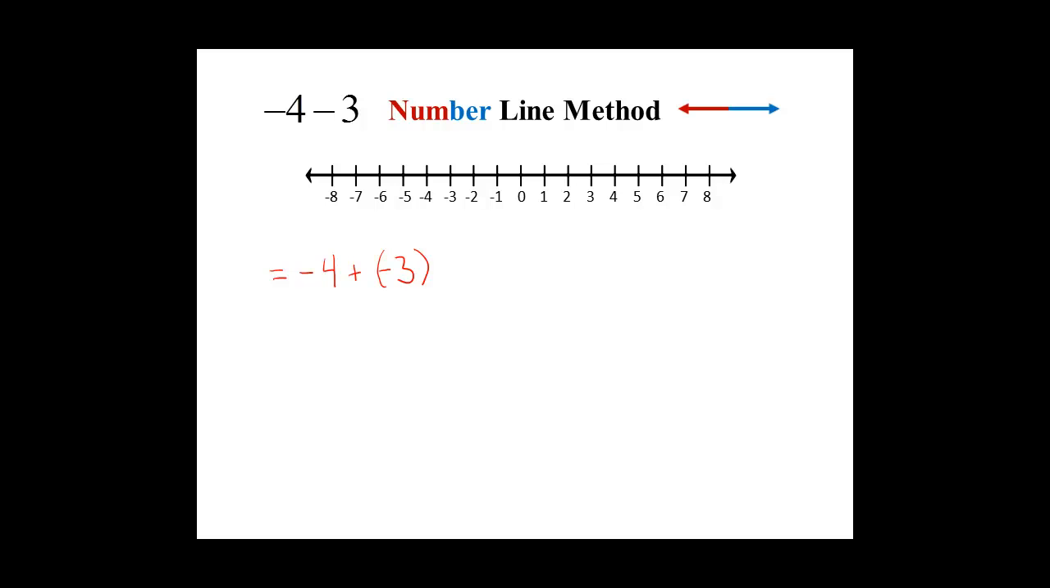So to change subtraction to addition, you will add the opposite. So now we will use our number line method that we learned from the previous section. The first number is -4, so we will start on the number line at -4. We are adding a -3, therefore we will go to the left 3 places. 1, 2, 3. So our answer is -7.